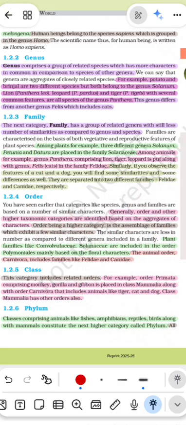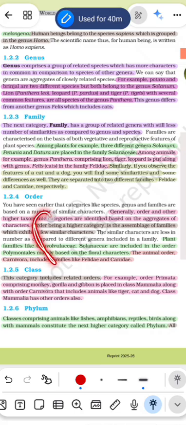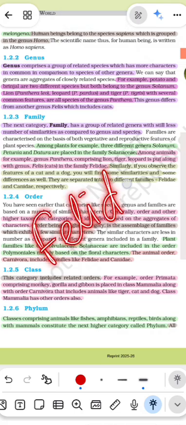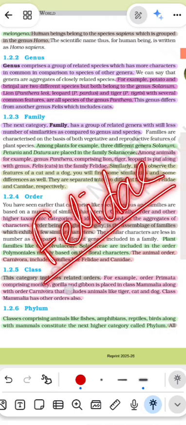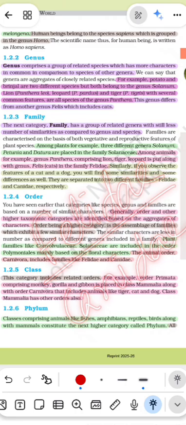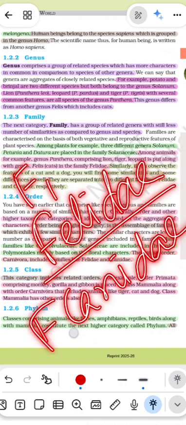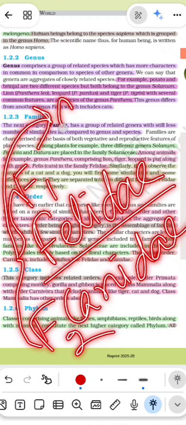The animal order Carnivora includes families like Felidae and Canidae. As the lower category in the order, we have separated Felidae and Canidae as family 1 and family 2. But here in Carnivora, we accept two families in a single order.